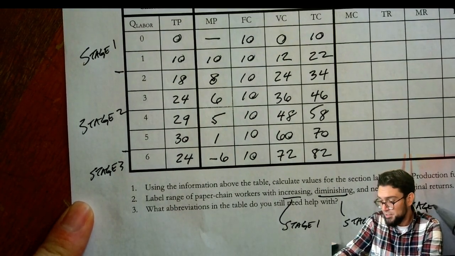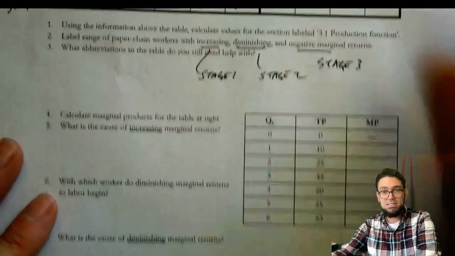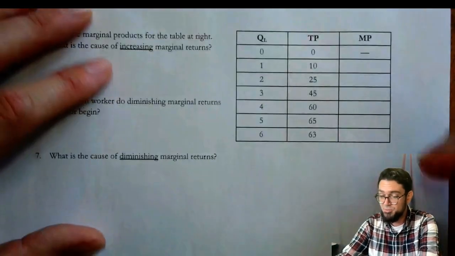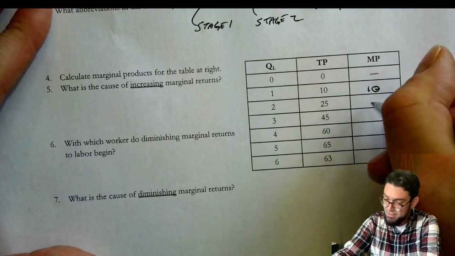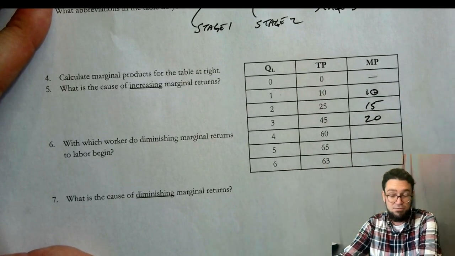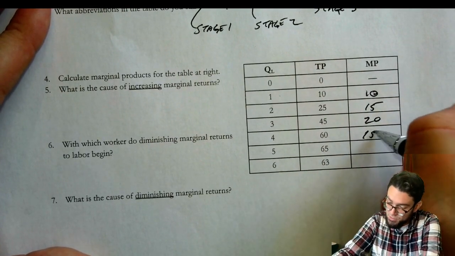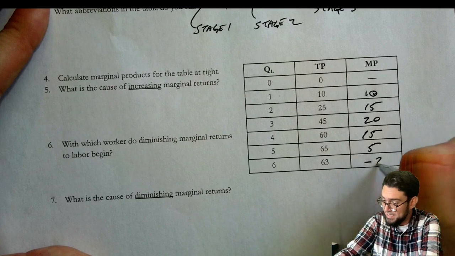So I've gone ahead and taken care of labeling our ranges in the data table. Now let's recalculate some numbers over here on the right-hand side, and that's going to be pretty much it for this practice set. Again, just a little bit more practice with marginal product: 0 to 10, 15, 20. So here we see marginal product is increasing for the first few workers, and then eventually it will start to diminish: 15, 5, and then here we have a negative 2.